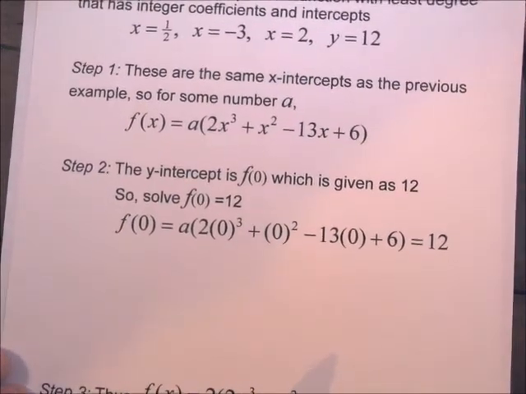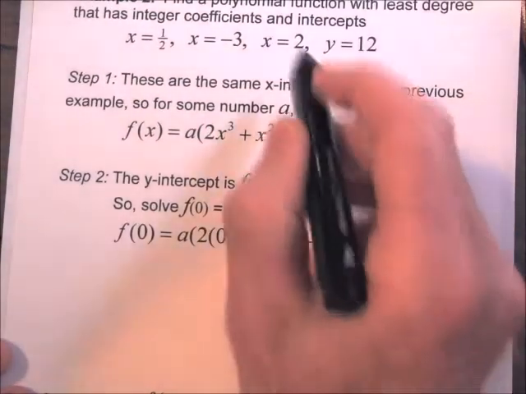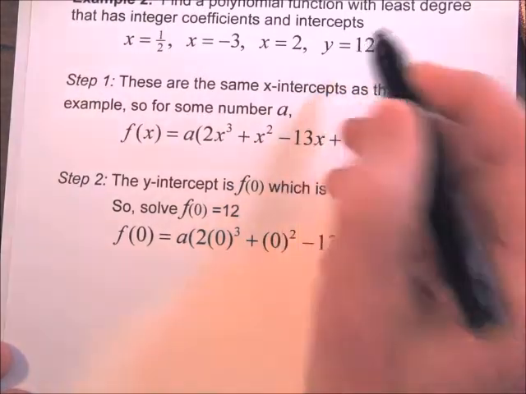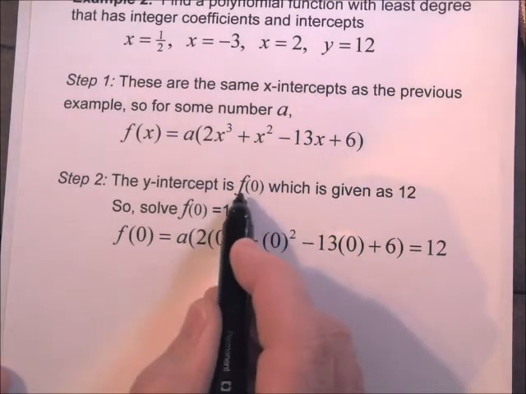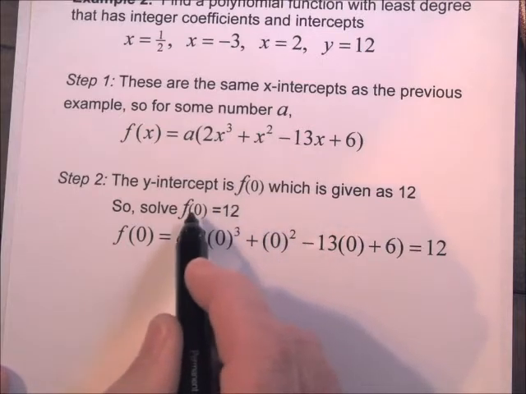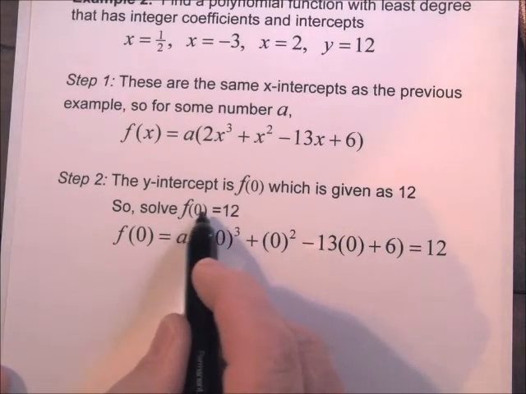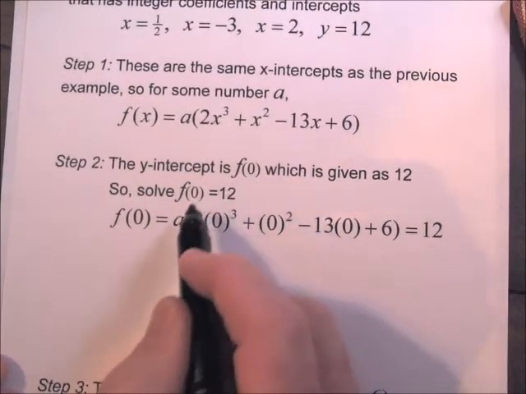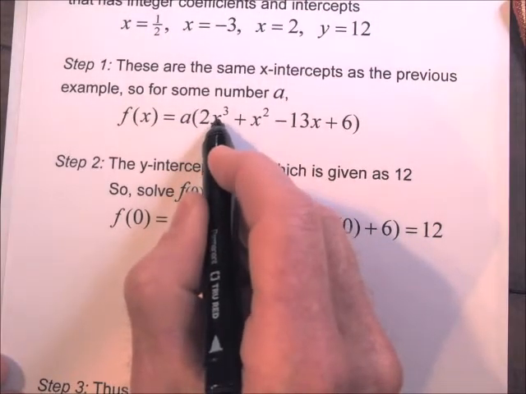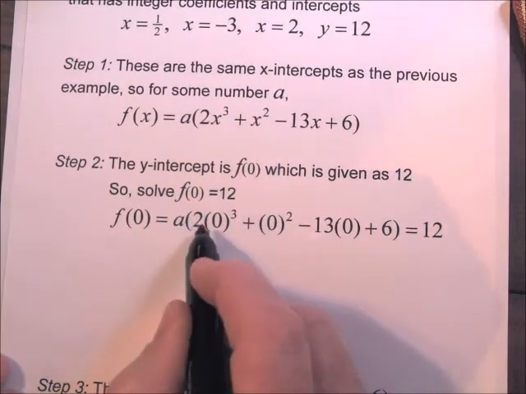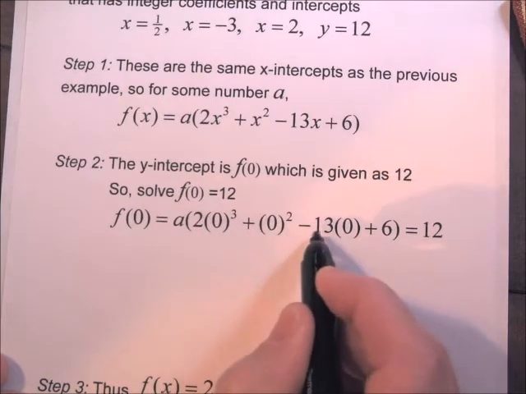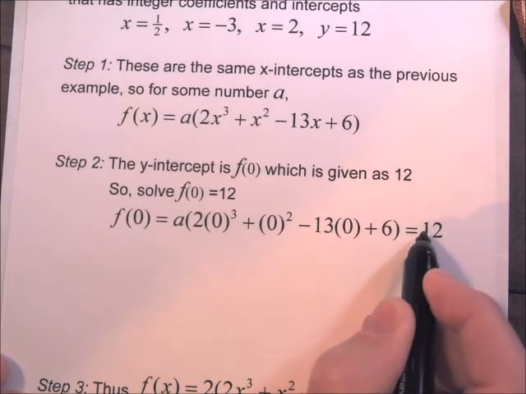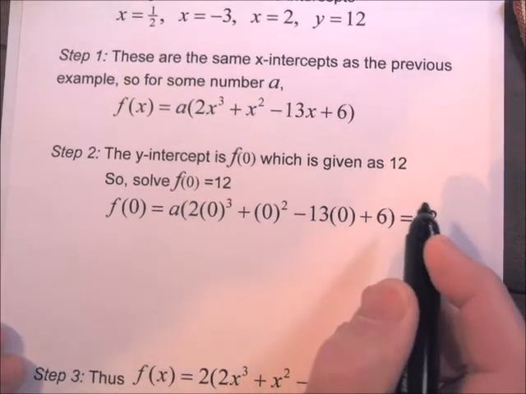The other piece of information that we have, in addition to the x-intercepts, is a y-intercept of 12. So at the y-intercept, x is going to be 0. That means that for the polynomial that we want, f of 0 has to equal 12. If we plug in 0 here, replace x by 0, we'll get a times the quantity 2 times 0 cubed plus 0 squared minus 13 times 0 plus 6, and that has to equal 12. And we're going to solve this for a.